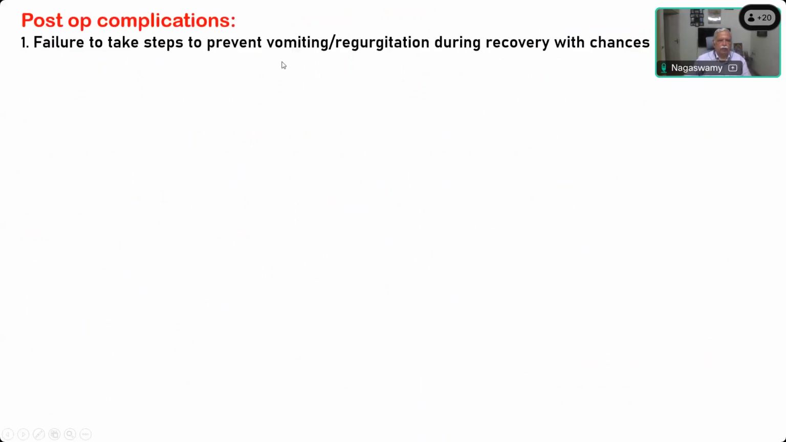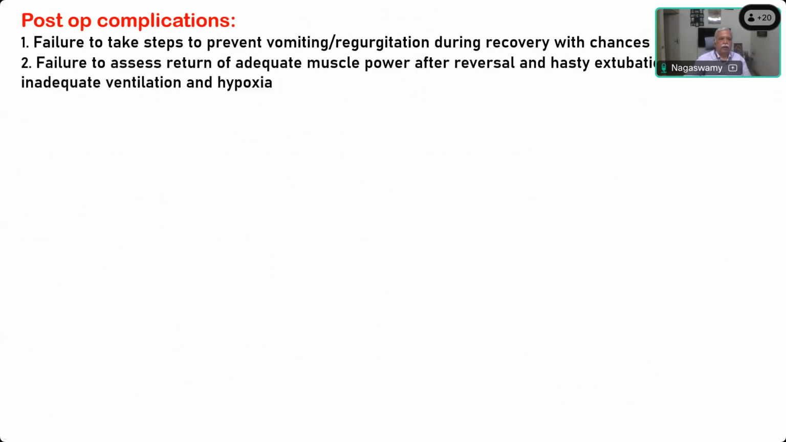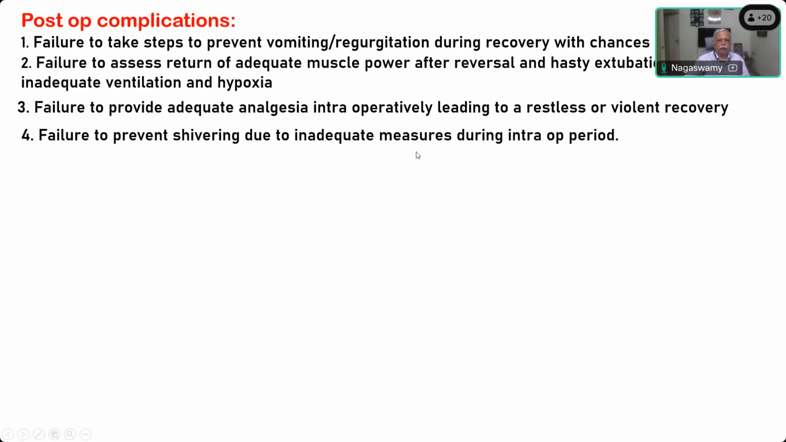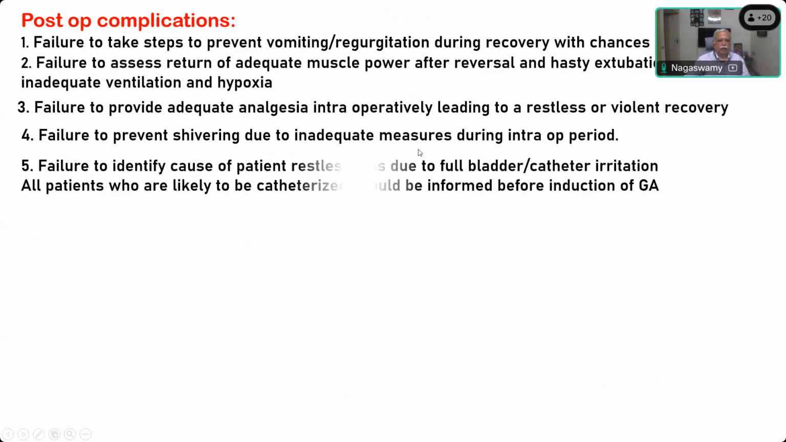Now, coming to the post-op complications after general anesthesia: failure to take steps to prevent vomiting and regurgitation during recovery, which is one of the important things which will lead to aspiration. Failure to assess return of adequate muscle power after reversal and hasty extubation, which may result in either a patient having inadequate ventilation and hypoxemia, or stridor and laryngospasm. Failure to provide adequate analgesia leading to restless and violent recovery, which you must have experienced. Failure to prevent shivering due to inadequate measures taken during the intraoperative period.